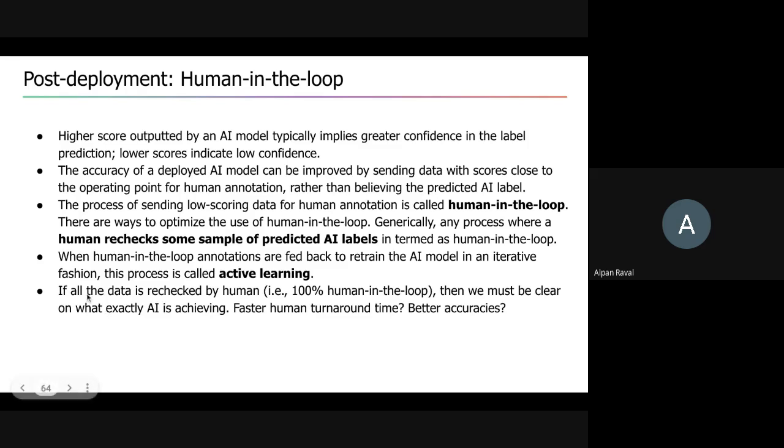Right? If all the data is rechecked by a human, then that sort of defeats the purpose of the AI, right? So we really have to evaluate, why exactly do we have an AI model deployed if it is always rechecked by a human? And in fact, it may make sense in many situations. So, for example, in teleradiology, or where you have a critical health decision to be taken, you might want every single prediction of the AI to be rechecked by a human. So then you can ask, what is the use of the AI? Why do we have AI there?